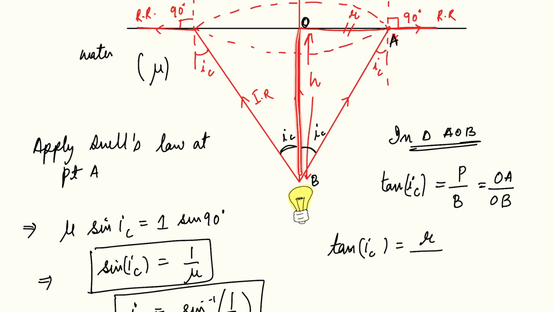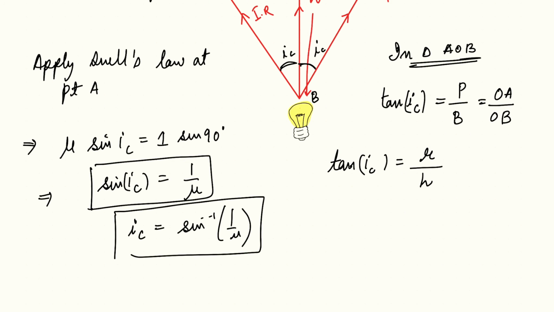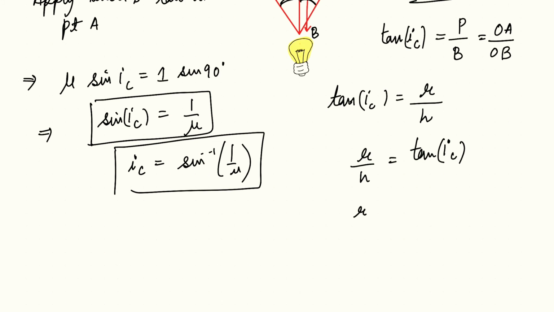What is your OB? Can you see here? OB is basically the height or the depth of the pool, which is given as H. So very quickly I can write H. So your R upon H is equal to tan of I critical. Or you can further solve this: you can write tan as sine critical upon cos I critical.